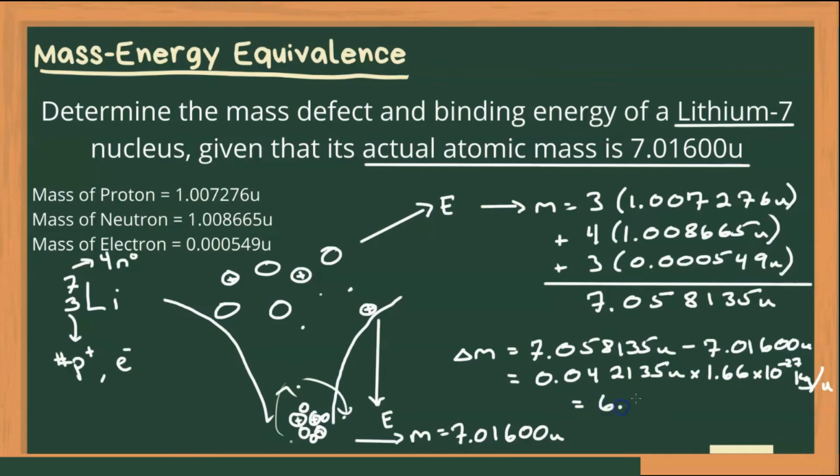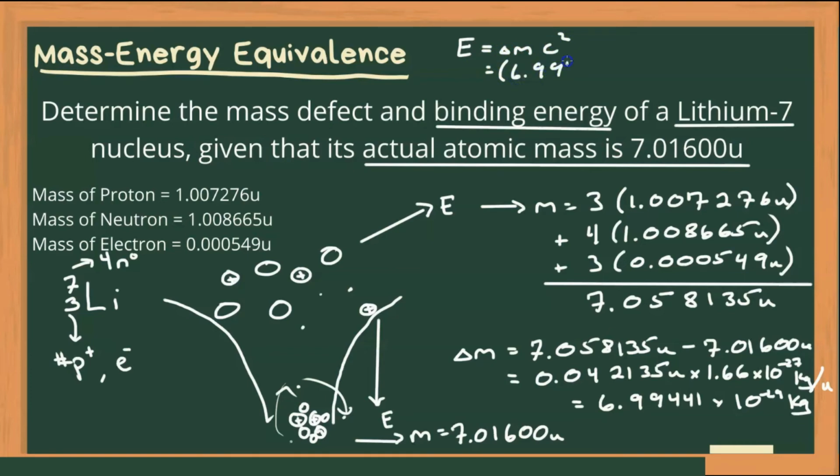which gives us a mass defect in kilograms of 6.99441 times 10 to the minus 29 kilograms. So there's our mass defect. So to find then that binding energy, we are going to use E equals mc squared, where m is our mass defect. So we have 6.99441 times 10 to the minus 29 kilograms times by the speed of light.